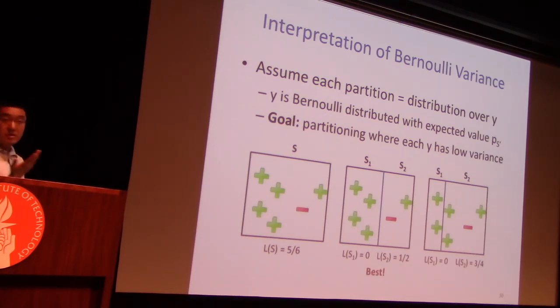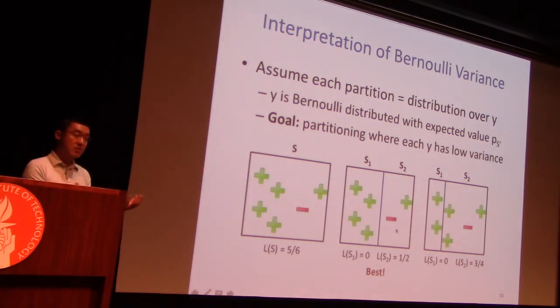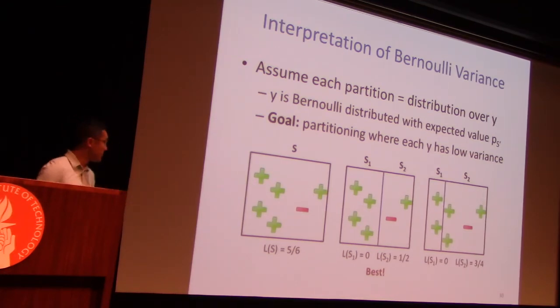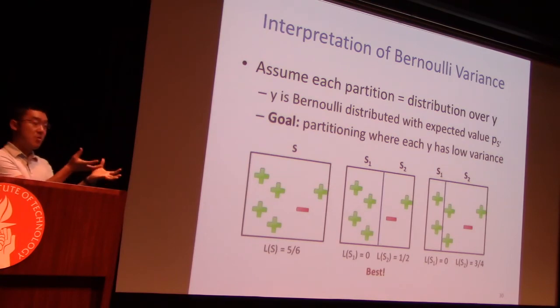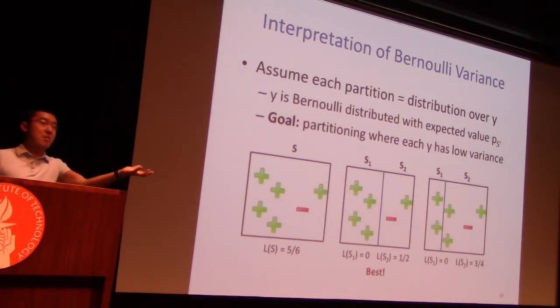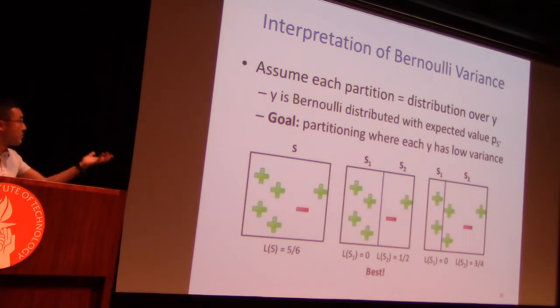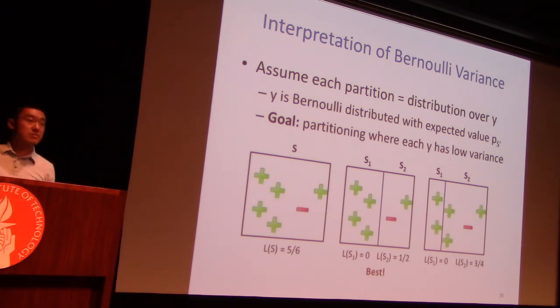So if we try to interpret what Bernoulli variance is doing, then basically we're saying that we're going to define a piecewise static distribution over the labels, where the partitioning of the piecewise static partition is a function of the input features, and then within each partition, the label is Bernoulli distributed, with some probability of being positive and some probability of being negative. And so if Bernoulli variance is our impurity measure, then the goal is to find a partitioning where the distribution has low variance.